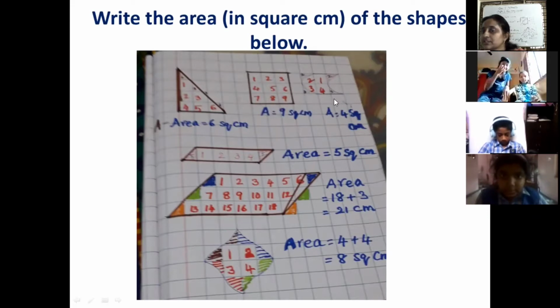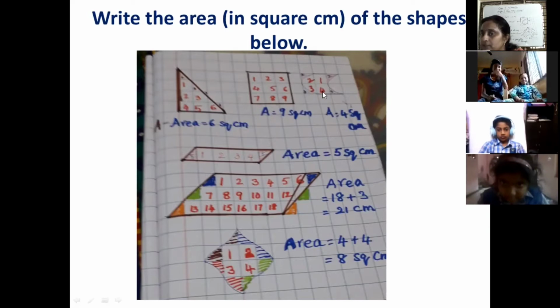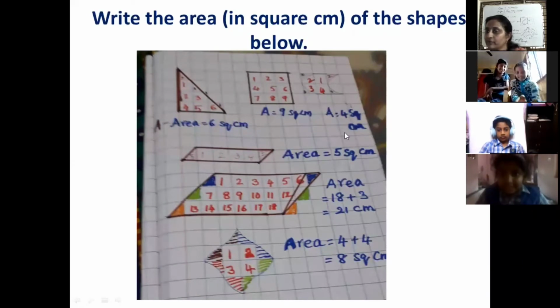This shape. Here we have 1, 2, 3, 4. These all are less than squares. Less than squares. So, it will become 0. So, its area will become only 4 square centimeters.